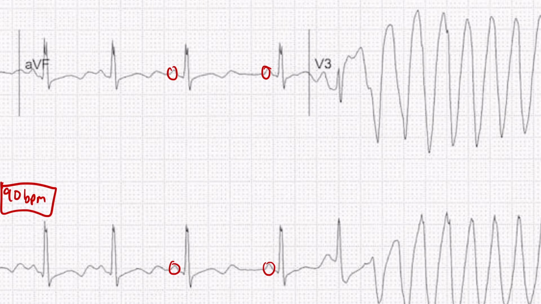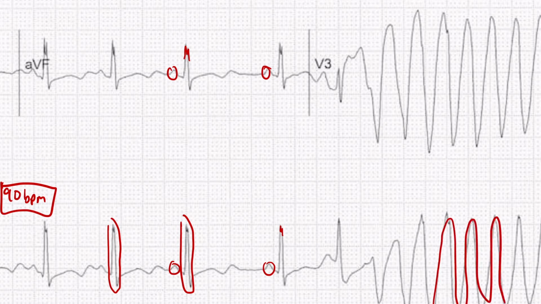Next, we'll look at the QRS complex itself. Down here, we do see they're pretty normal. They are narrow. We do see notching up here as well as down here. And then eventually it turns into this very wide polymorphic kind of going up and down shape. So again, we'll have two different answers for this, mostly normal and then going to wide and polymorphic.